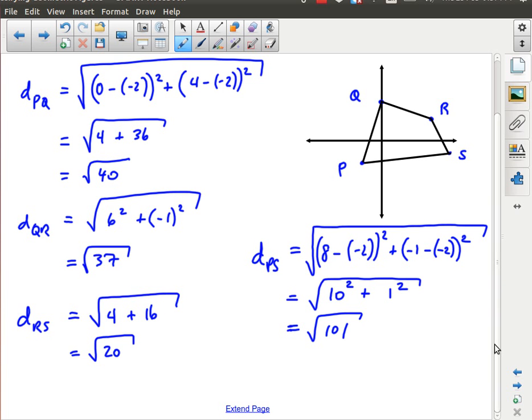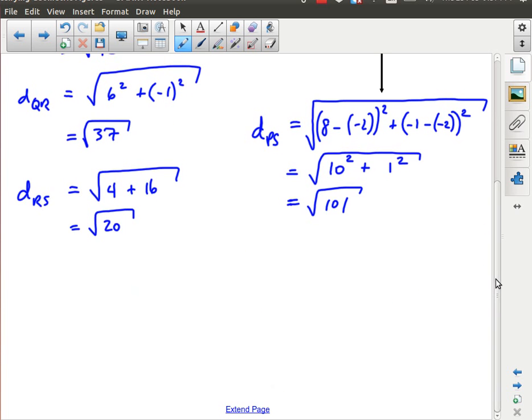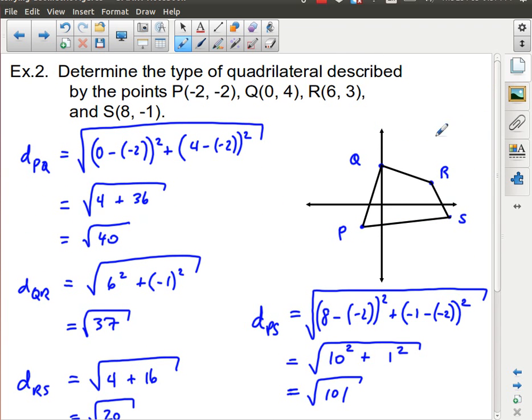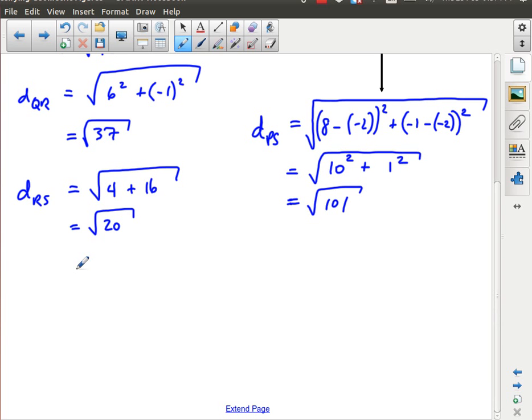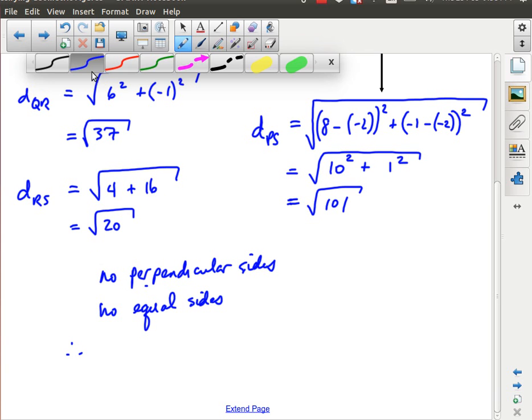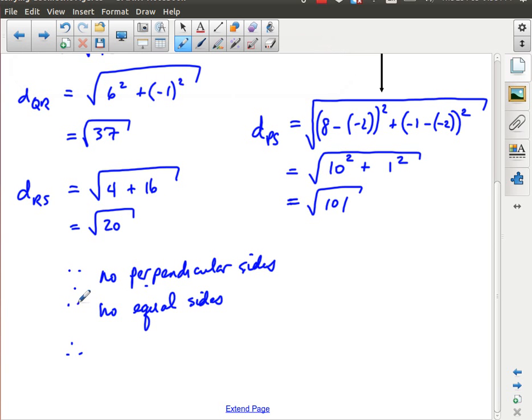So having done that, what is my conclusion here? Can I determine the type of quadrilateral described by these points? It turns out that we cannot classify. There are no perpendicular sides, and there are no right angles. Oh, I already said that. Sorry, that's no perpendicular sides. And there are no equal sides. So this should actually not be a therefore, this should be a since. Since there are no perpendicular sides, and since there are no equal sides, therefore we cannot classify our quadrilateral.